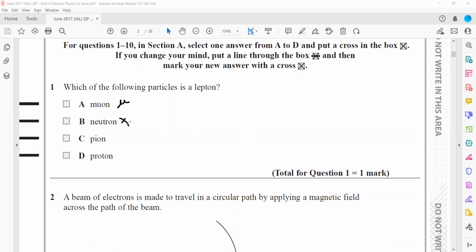Neutron is a baryon. Pion is a combination of quark and antiquark, so that is a meson. This is a baryon. Baryon means 3 quarks are together. Neutron is also a baryon, 3 quarks. Muon is a lepton. Muon, tau, or electron, these are leptons, along with their neutrinos.